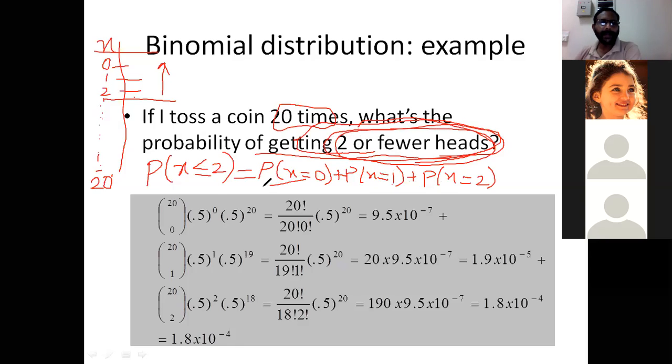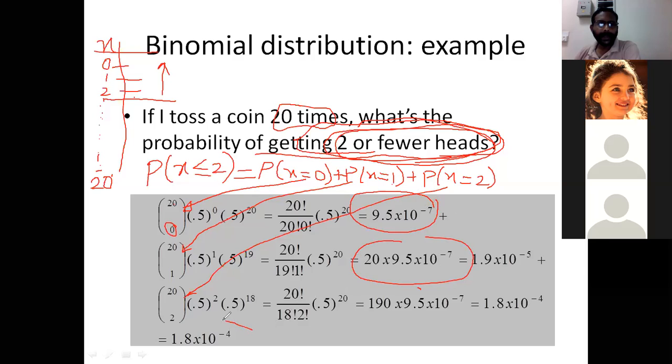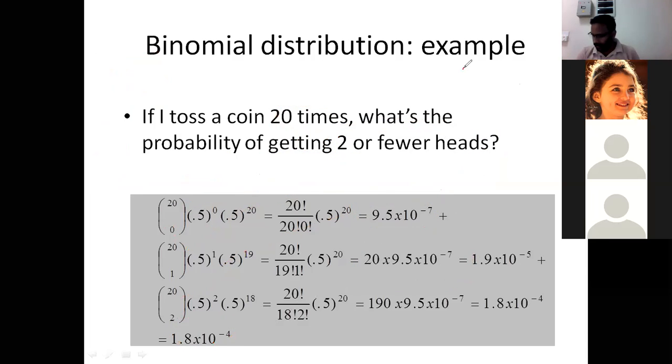So this is how we calculate the probability. Definitely, we'll have to calculate each probability as such. So n is 20 always, and x changes: for this it is 0, for this the x value is 1, and so on for the x values. So you get very, very small probabilities. All right. Then you add all these values. You will get somewhere around 1.8 into 10 to the power minus 4. Clear?